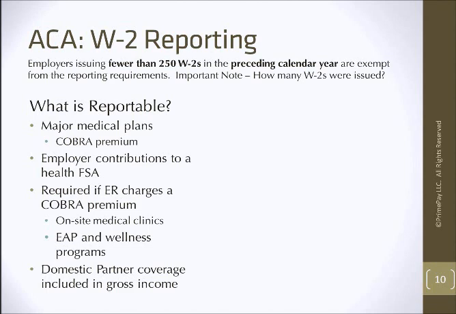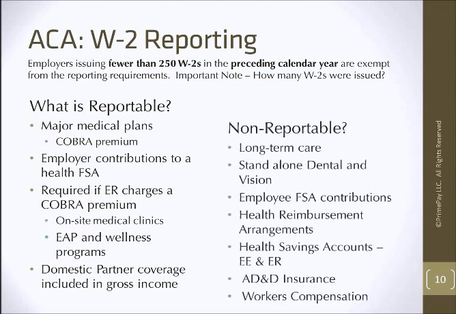Next, the employer contributions to a health FSA is required. Not every employer certainly provides a contribution to the health FSA, but if they do, they would report it here. And then what's also required, but only if the employer charges a COBRA premium for it, would be a qualified on-site medical clinic or qualified EAP and wellness programs. I've also included domestic partner coverage, which is also going to be included in that. As of right now in the transitional relief, even with DOMA, that has still been stated. And so that information would also need to be reported as well.